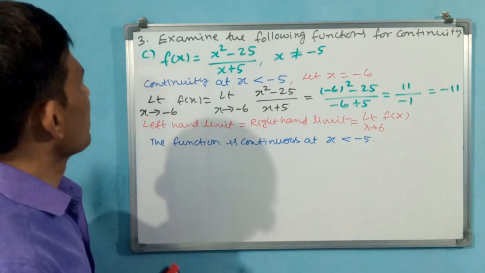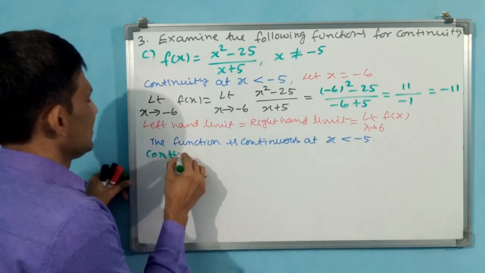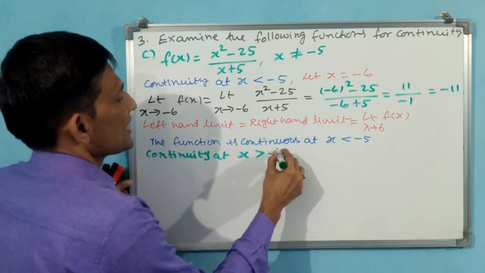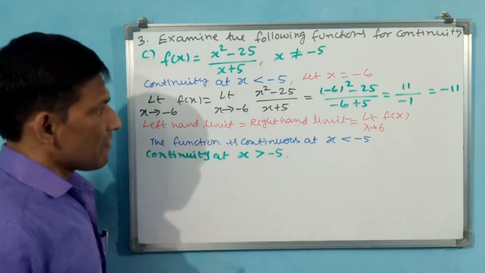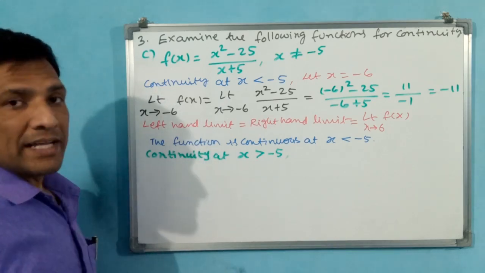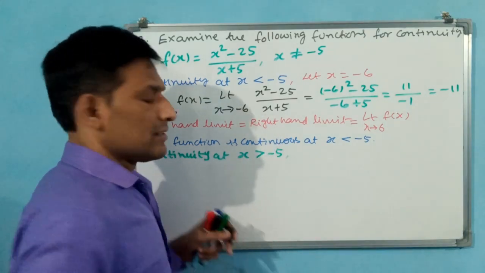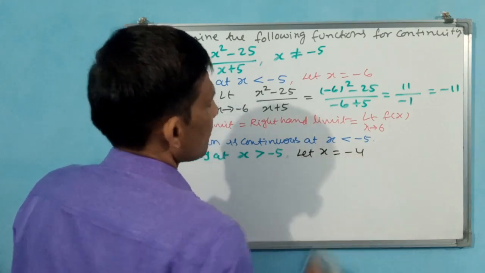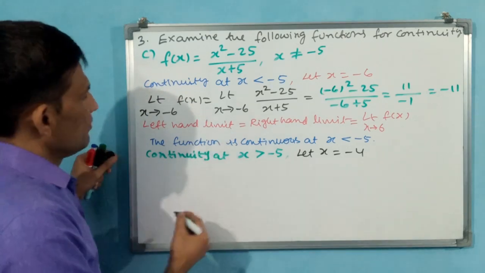Okay, write down continuity at x greater than minus 5. Any one value you have to take, that value, see, greater than minus 5 means minus 4 is greater. That you keep in mind. Let x is equal to minus 4. Minus 4 is greater than minus 5. Then you proceed further.